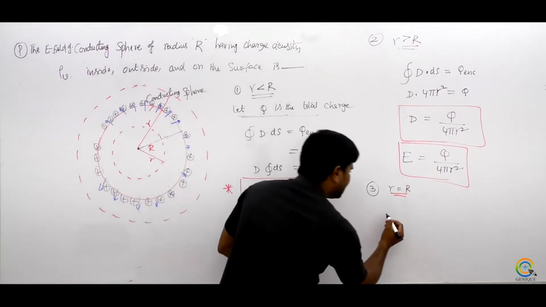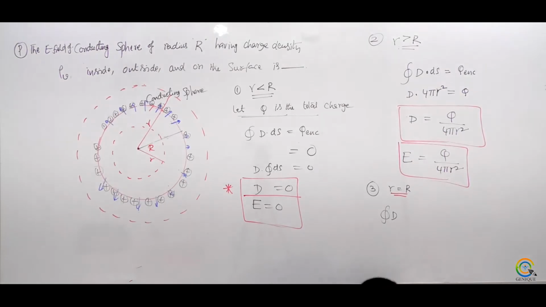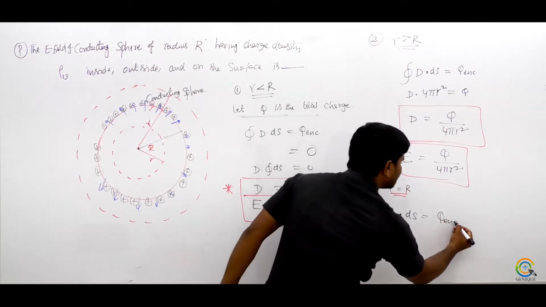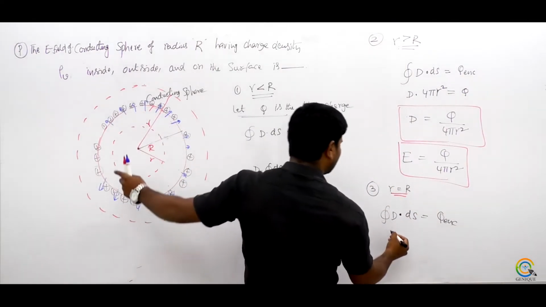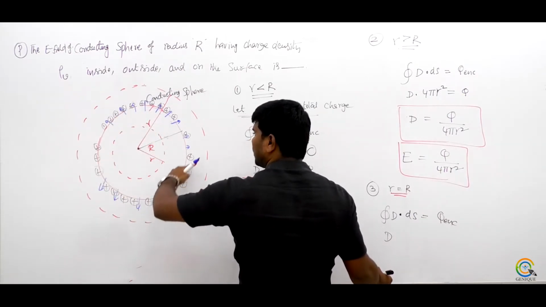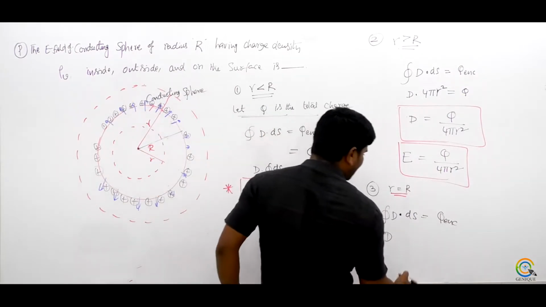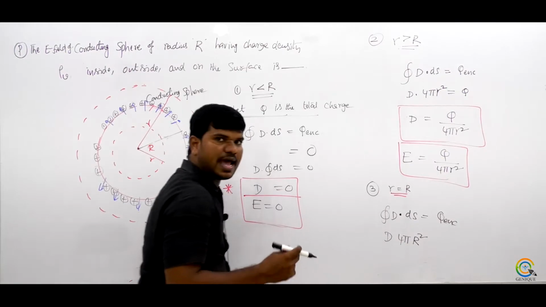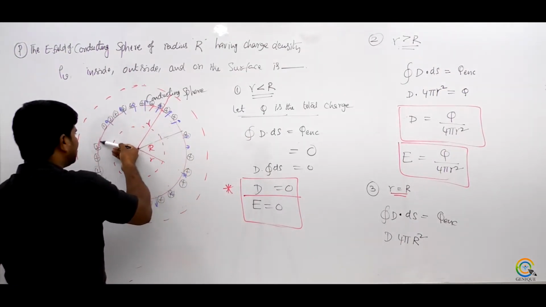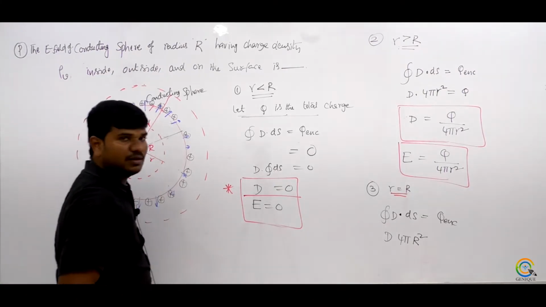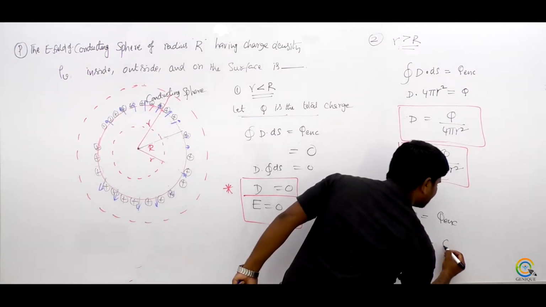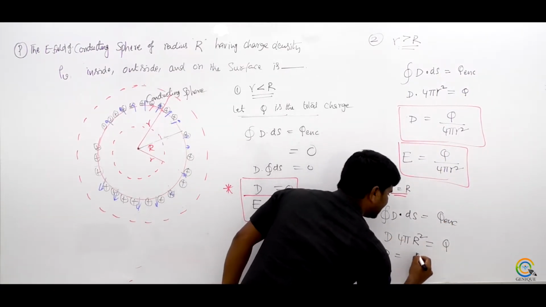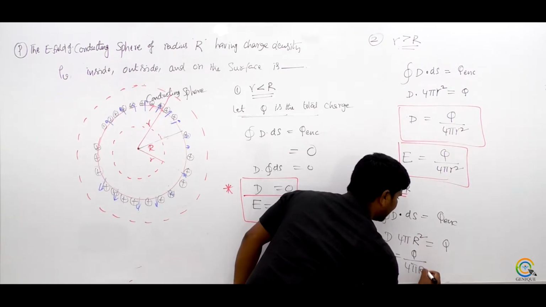So closed integral D dot dS equals the charge enclosed. What is the charge enclosed on this? The D is the same everywhere on this spherical surface, into dS. dS is 4 pi capital R square. Why capital R square? I consider the Gaussian sphere as the original sphere. This is equal to the charge on the surface, which is Q only. So now what is D? D is equal to Q divided by 4 pi R square.